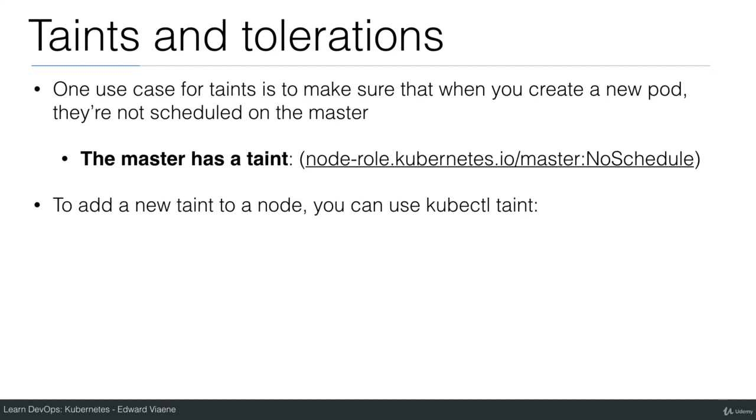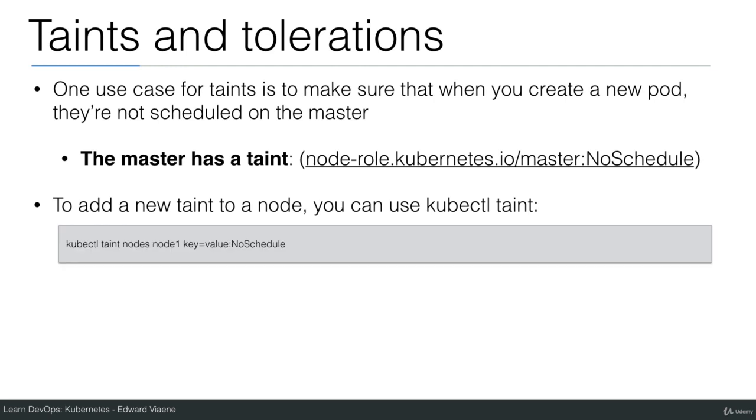To add a new taint to a node, you can use kubectl taint. For example, kubectl taint nodes node1 key=value:NoSchedule will add a taint to a node. You can specify key=value. The key and the value you can specify yourself. The taint that is applied to the master doesn't have a value, it just has a key, node-role.kubernetes.io/master. The taints applied by Kubernetes don't have a value.